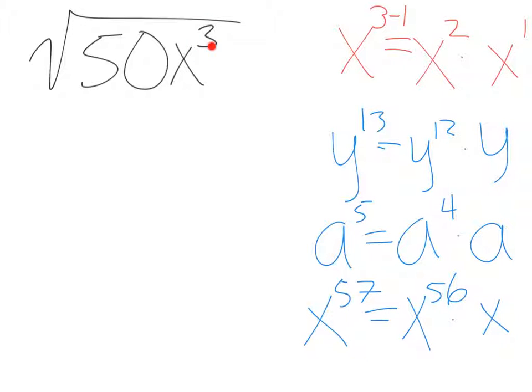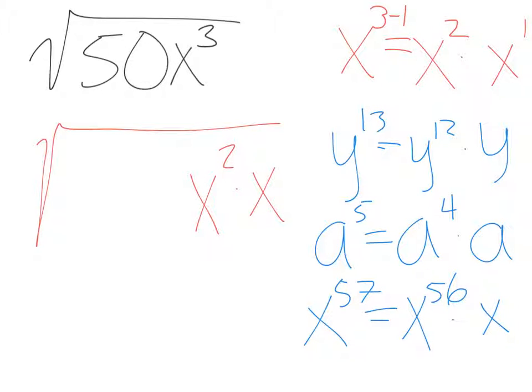So x to the 3rd can be broken up so we can take the square root of the highest even amount of x's that we have, but we'll have 1 left over that'll stay under our square root symbol. So when we split this up, this will be x squared times x.